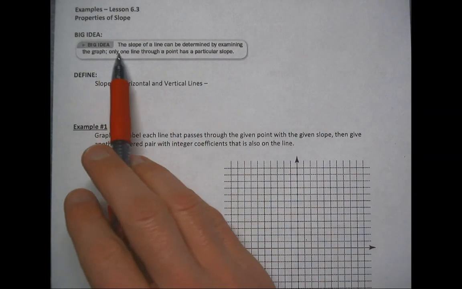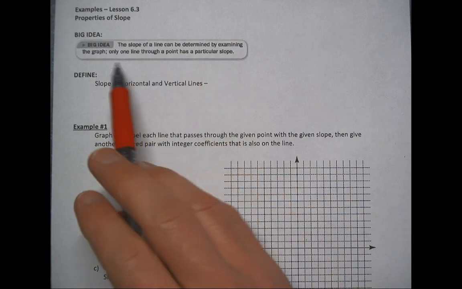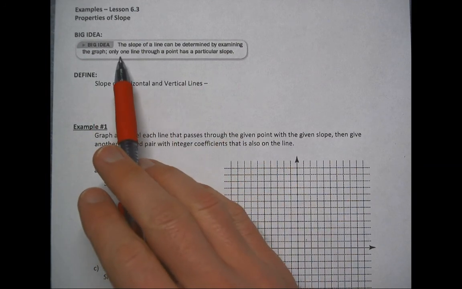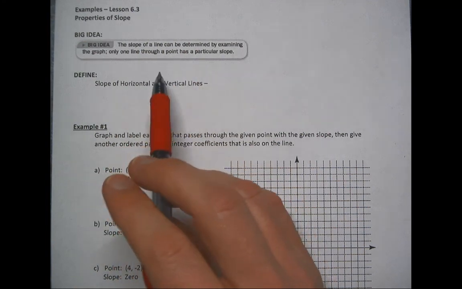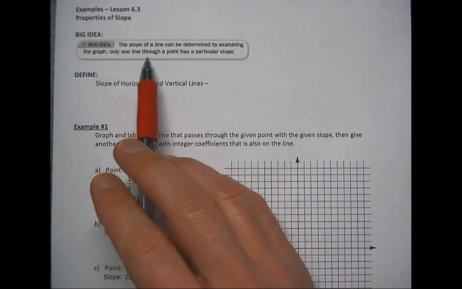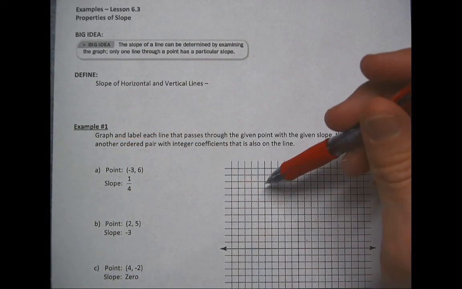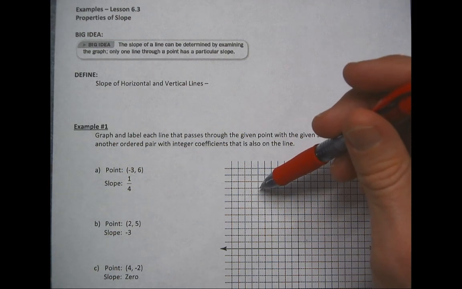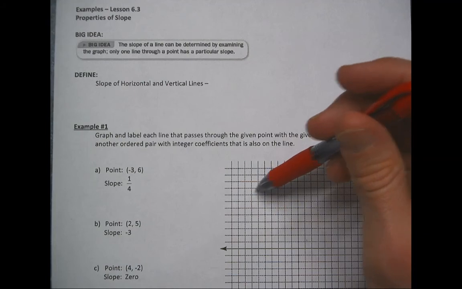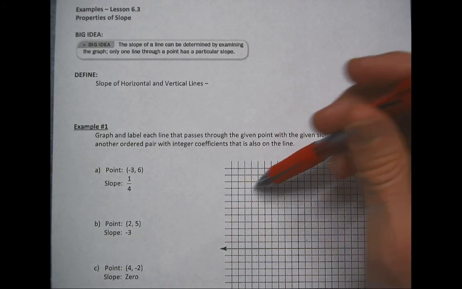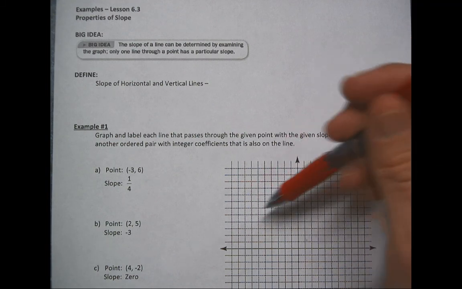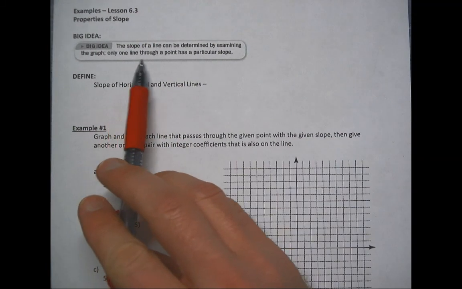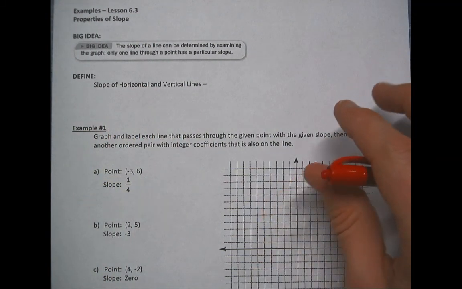So our big idea today, the slope of a line can be determined by examining a graph. Only one line through a point has a particular slope. Let's think about that statement for a second. Only one line through a point has a particular slope. So if you put a point anywhere on the graph and you tell me that there's a certain slope of a line that goes through it, there's only one line that has that slope, because as soon as you change the slope, you've created a new line that's not going to fall in the same spot. Okay, so only one line through a point has a particular slope.